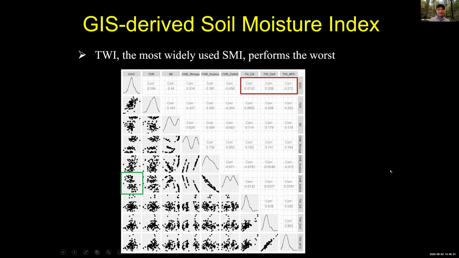So what we found is that the TWI, the most widely used soil moisture index, wasn't really the best at all. It was actually the worst among the soil moisture indices that we investigated. So it speaks to the need to be really careful when trying to understand soil moisture with the GIS variables that are advocated in the literature. For our study area, not the TWI, but the climate water deficit is probably a good one to represent soil moisture variability.